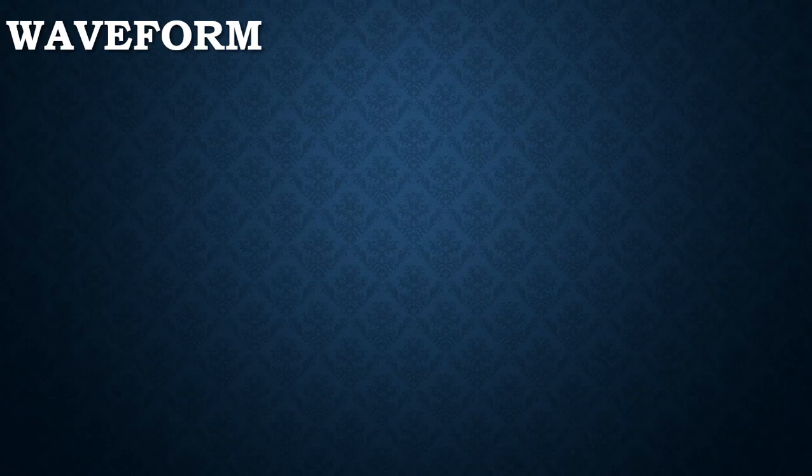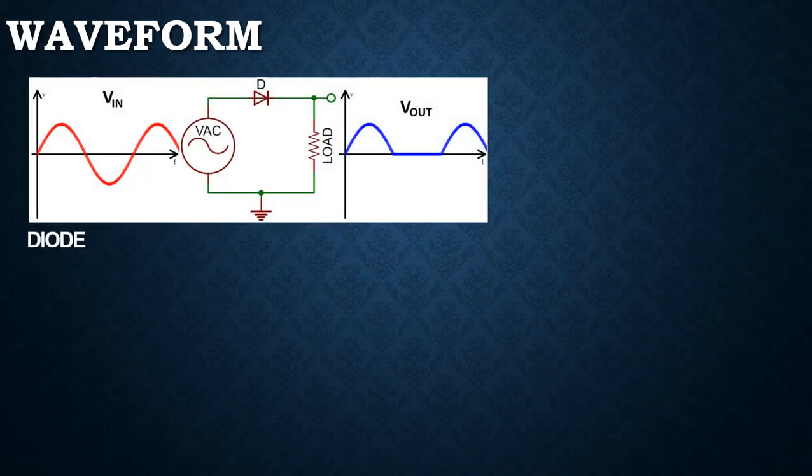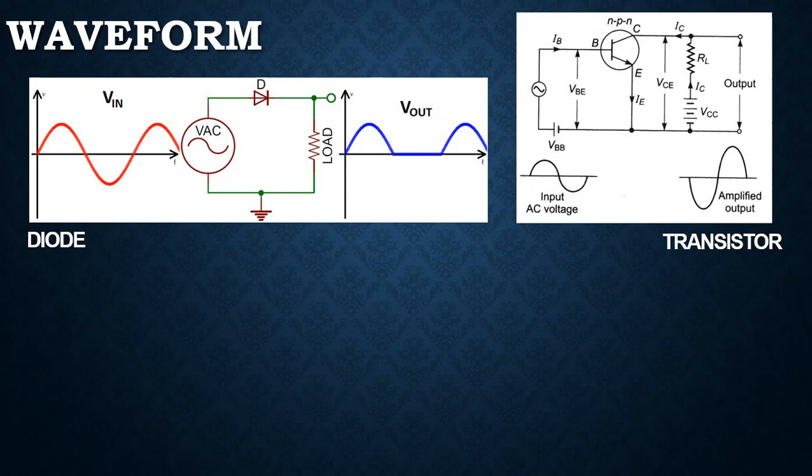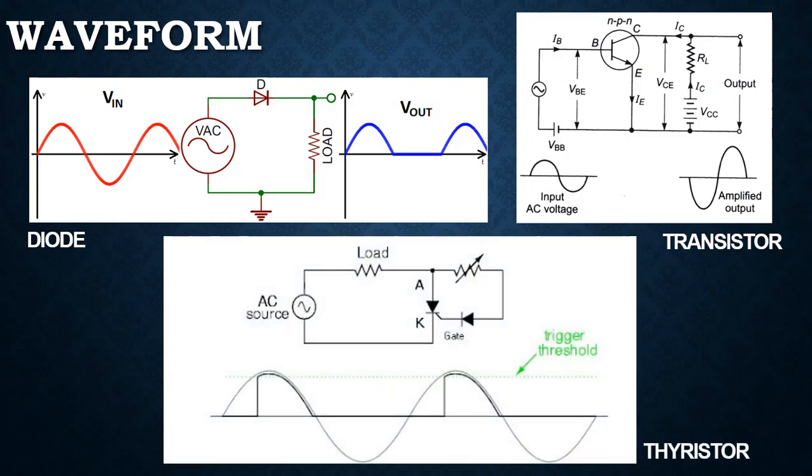Diode acts as a rectifier and it has two waveforms, the half wave and full wave. Transistor acts as switch or amplifier. It amplifies input voltage or input current. And last is the waveform of thyristor. How does this thyristor form this kind of waveform?